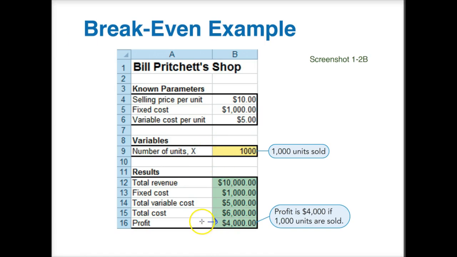We want this particular cell to be 0 by changing the amount of units that we put into the yellow cell. And that yellow cell is cell B9, because again, we got B here, 9 there. Okay.